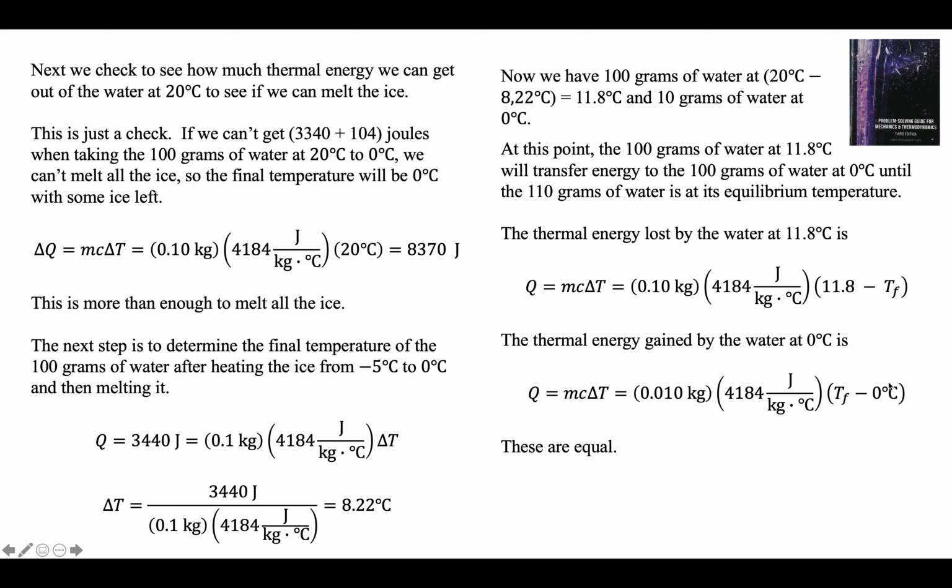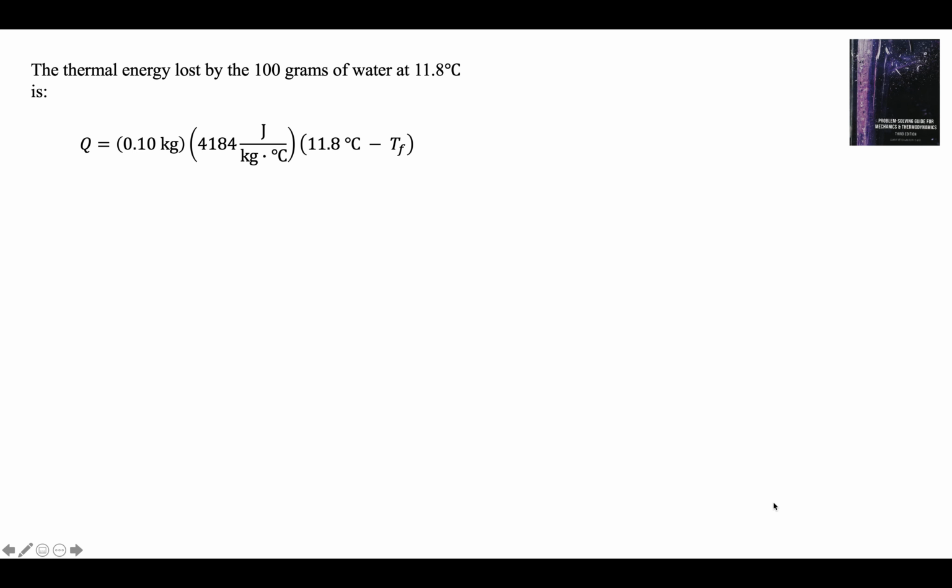These are equal, they're both positive. I arranged them so they're both positive. 11.8 minus T final minus 0. And we have one equation and one unknown that we can solve. The thermal energy lost by the 100 grams of water at 11.8 degrees Celsius is this. So we're just going to multiply through this term, that term, and then this term, and then the T final. This is what it looks like now.